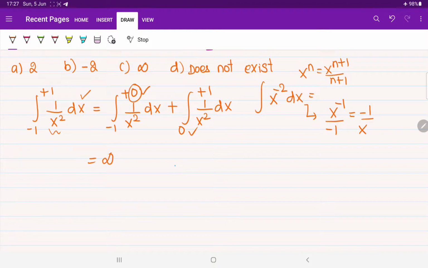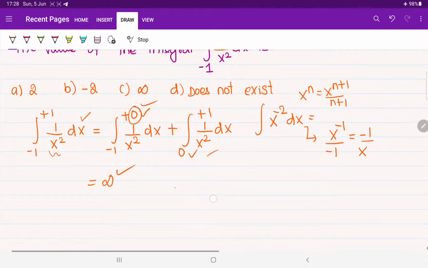One value will become finite, another will become infinite. So what is the conclusion? You can do the integration. You will get -1 by x, then substitute the upper limit and lower limit. One limit will give you 1, whereas the other will give you infinity. Here the lower limit will give you infinity, the upper limit will give you 1. So the conclusion is infinity plus 1 or -1, whatever, you will get infinity only. Yes or no? So the answer is infinity.